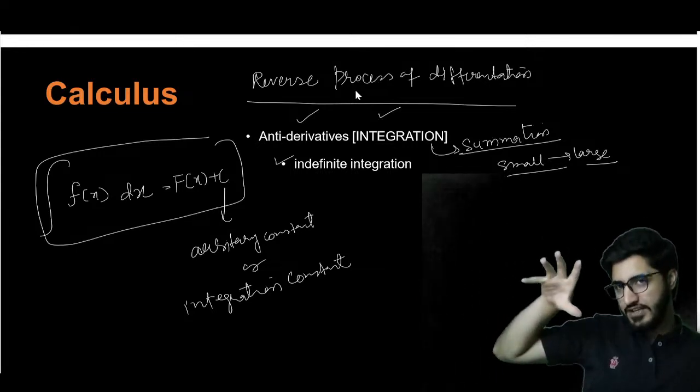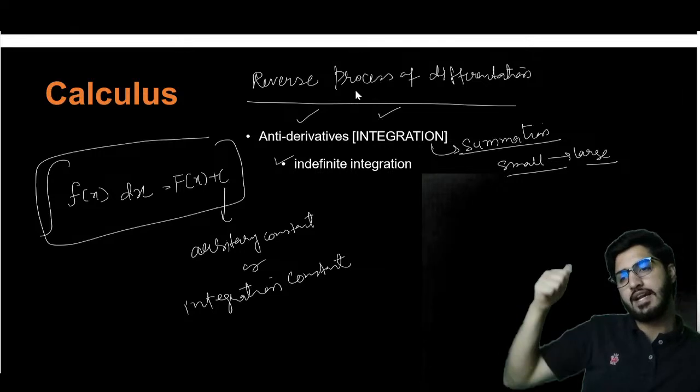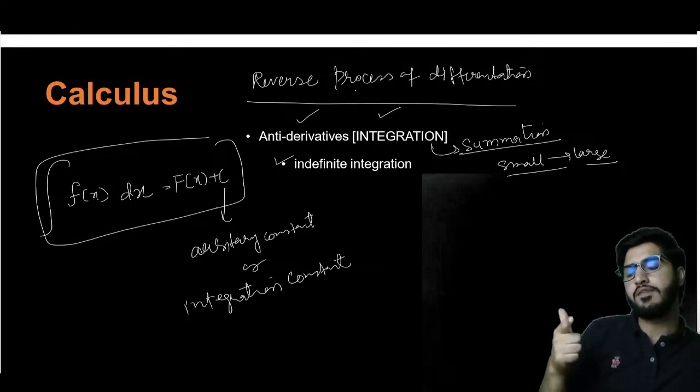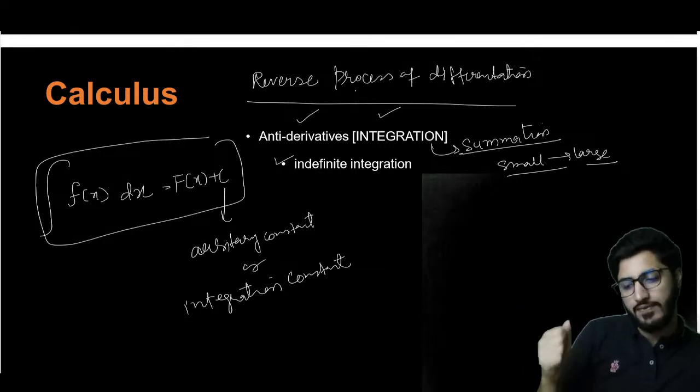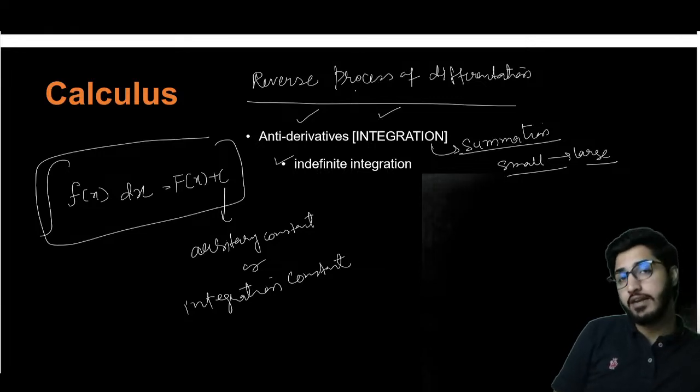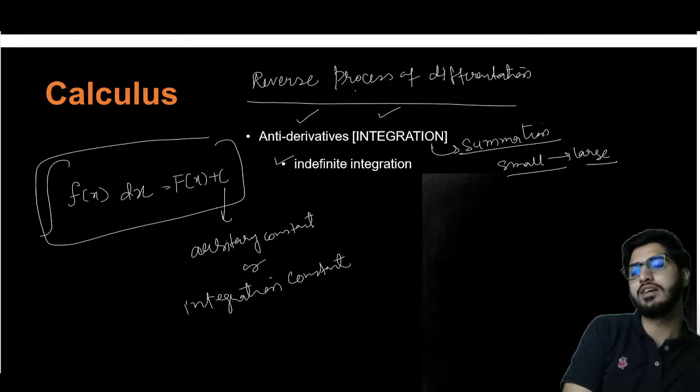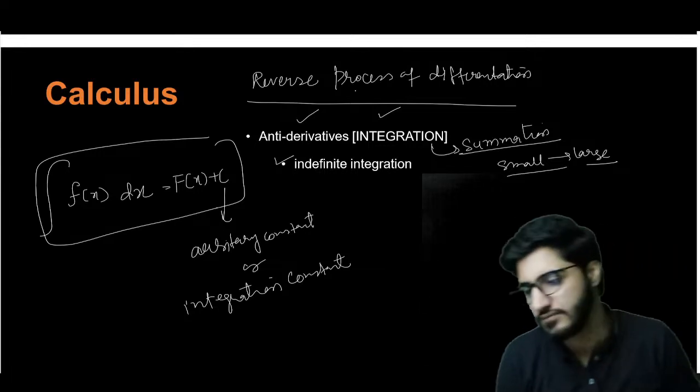So firstly, integration has two parts, definite and indefinite. Indefinite means the limits are not given. If limits are not given, there is a chance of error. To get the error rectified, we have to place the constant c, and that constant c is known as the arbitrary constant or the integration constant.